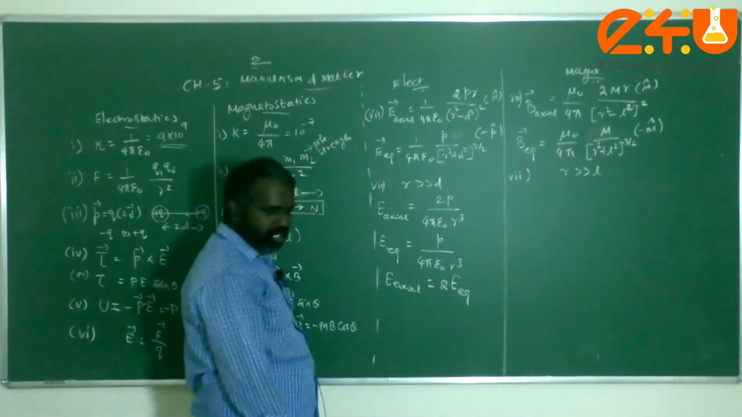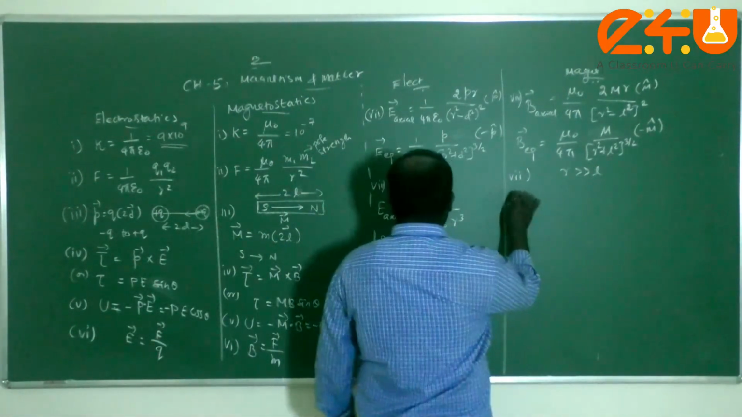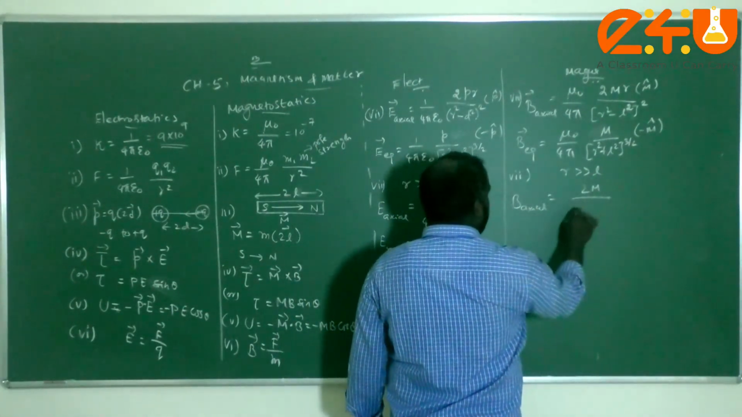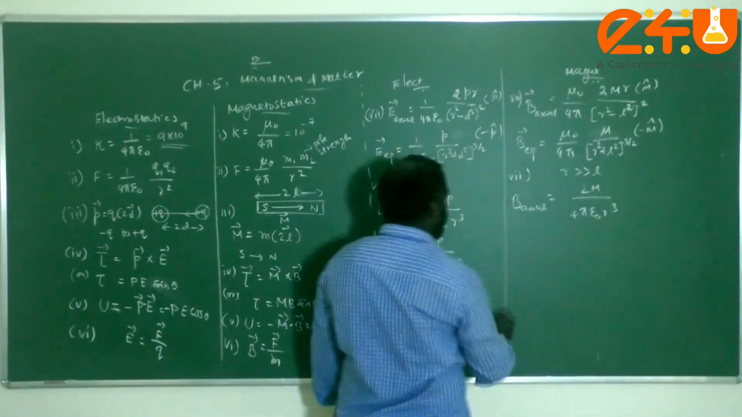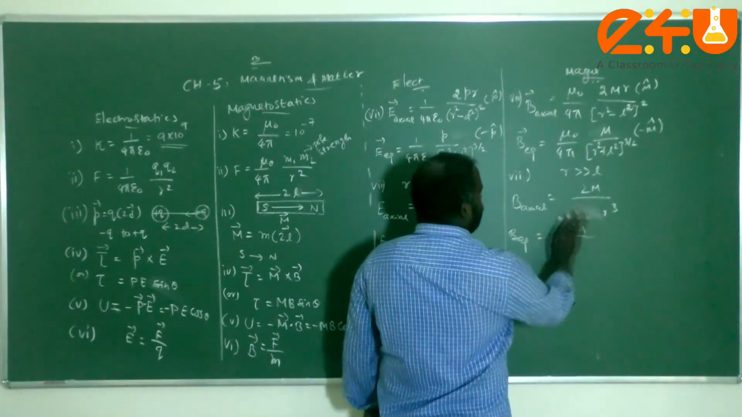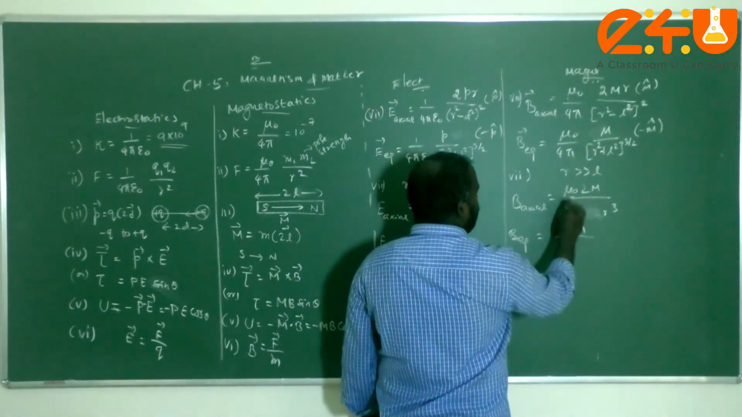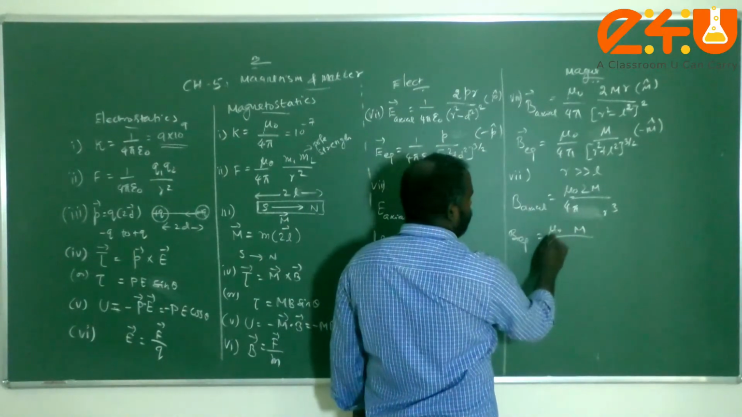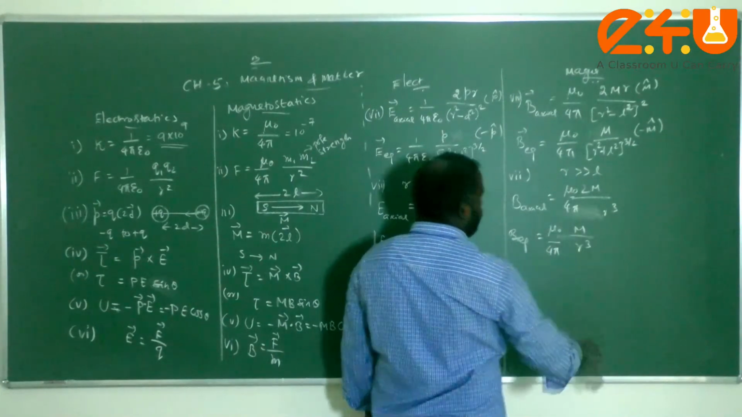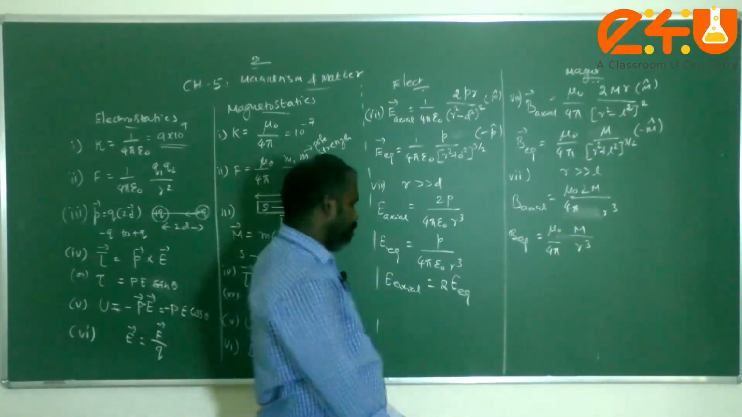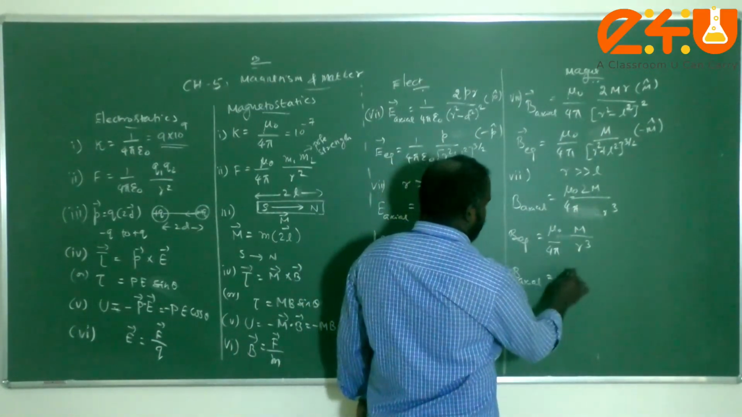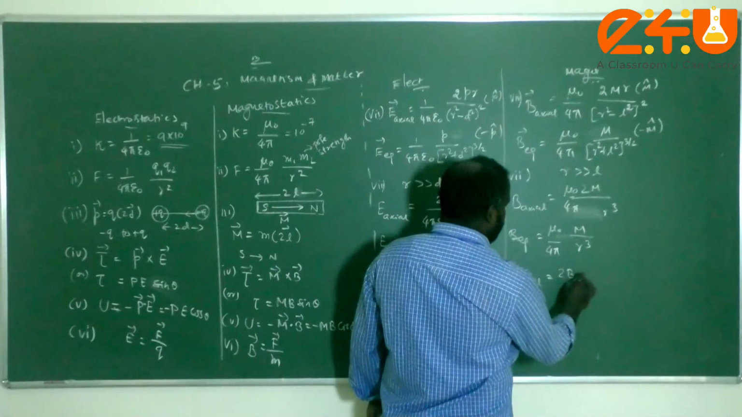The same analogy here also: B axial is equal to 2m divided by r cube, with the constant mu naught by 4 pi, and B equatorial will be m by r cube, also with mu naught by 4 pi. As we compared here, B axial is equal to 2 times B equatorial.